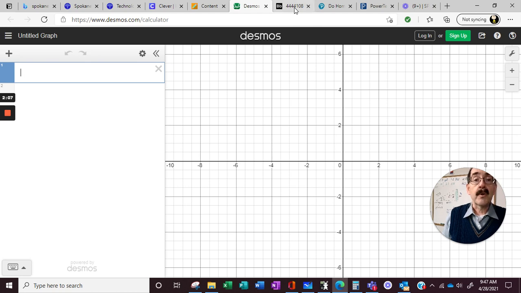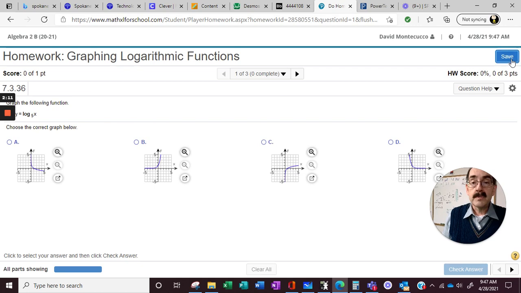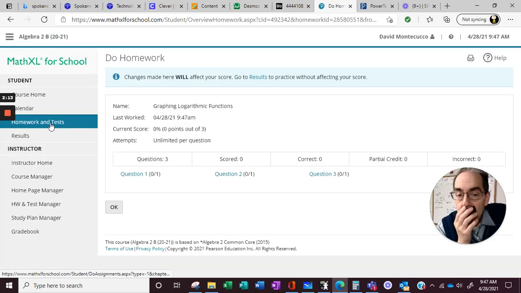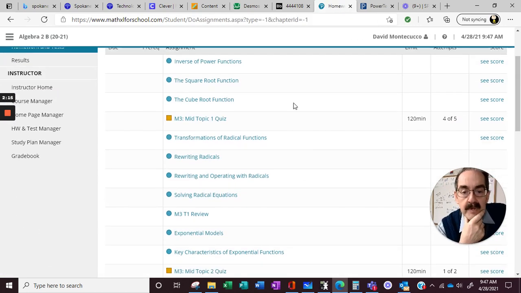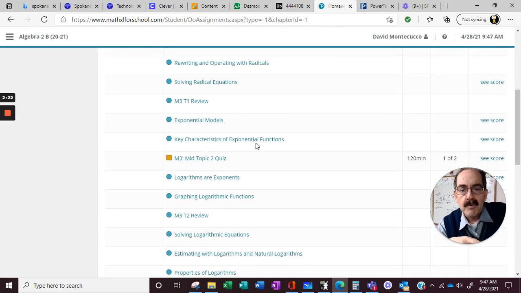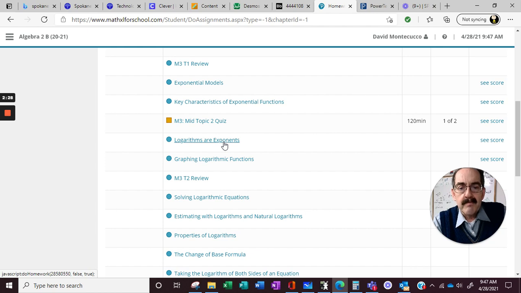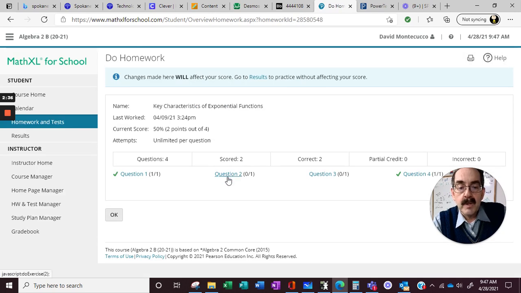So let's get started. We have our cheat sheet, and we're going to go to all of our assignments here. We did good up here on inverse functions and radicals and square roots, and we moved on, and most of you did exponents and your characteristics of exponents. Logarithms are exponents. So we have key characteristics. Let's look at one of those real quick.